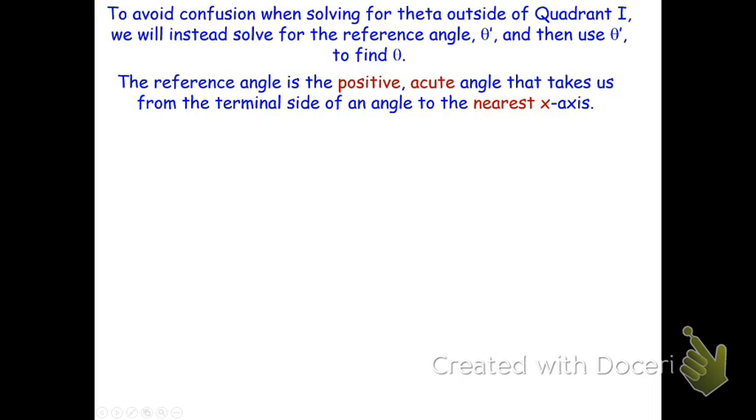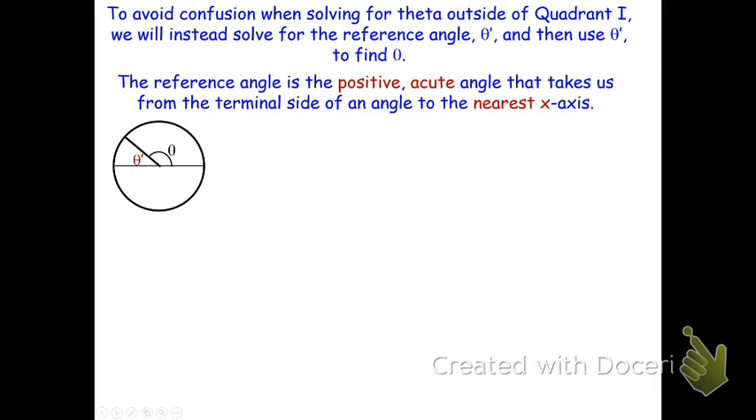Now there's some important elements here. It has to be a positive acute angle. In addition, it's always to the nearest x-axis, never the y-axis. So here's an angle. We're in quadrant 2. Theta prime is going to be the piece that takes me to the nearest x-axis. That would be this little piece right here. So that's the reference angle.